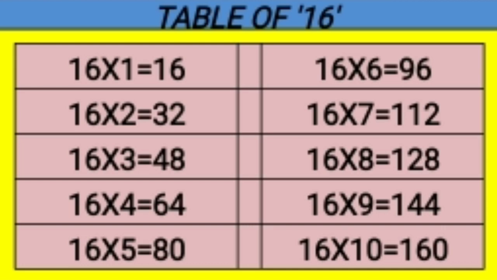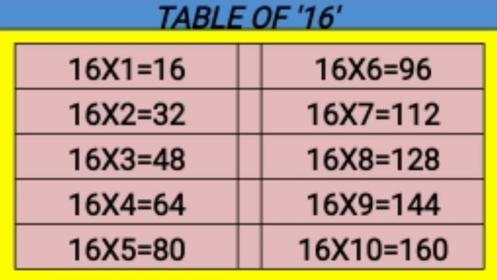Table of 16. 16 ones are 16. 16 twos are 32. 16 threes are 48. 16 fours are 64. 16 fives are 80.